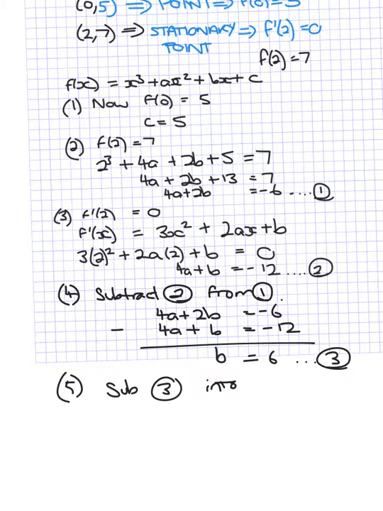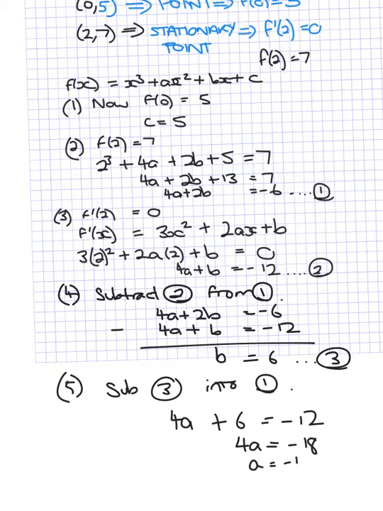So I'm going to substitute 3 into 1 in order to find a. So I get 4a plus 6 equals negative 12. Okay, and so 4a equals negative 18. a equals negative 18 on 4, which is the same as negative 9 over 2. We've done it.